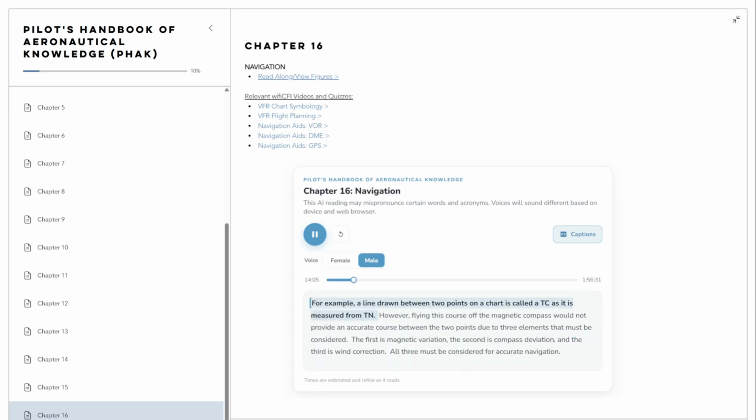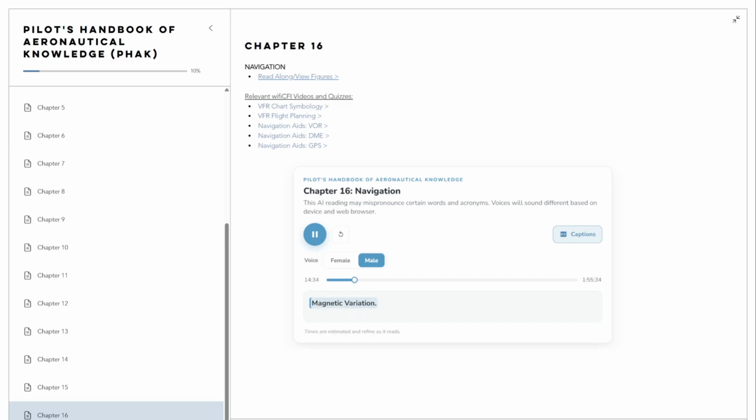For example, a line drawn between 2 points on a chart is called a TC as it is measured from Tn. However, flying this course off the magnetic compass would not provide an accurate course between the 2 points due to 3 elements that must be considered. The first is magnetic variation, the second is compass deviation, and the third is wind correction. All 3 must be considered for accurate navigation.